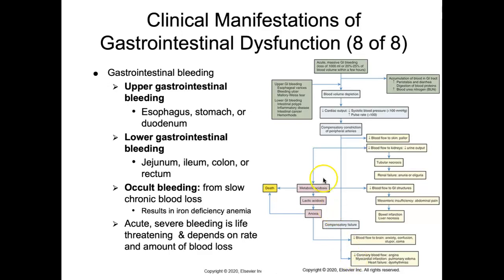Now, let's also not forget that because we are losing blood, we can develop metabolic acidosis. And so we start to get an accumulation of blood in the GI tract, and it becomes irritating and also increases peristalsis, causing things like vomiting or diarrhea or both. And we can also develop bowel infarction and liver necrosis.